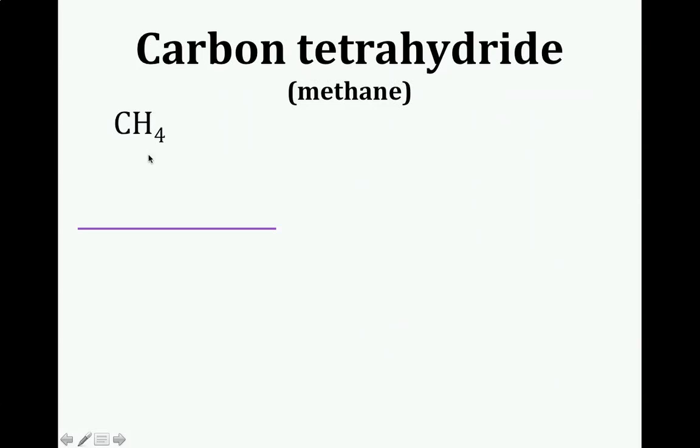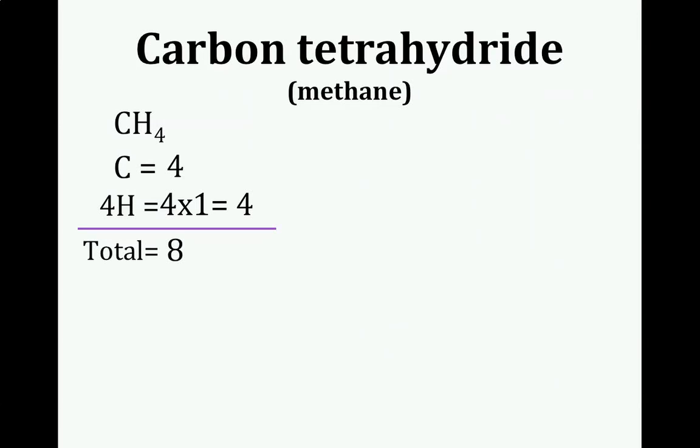So I have CH4. Each carbon starts with 4 valence electrons because it's in the 14th column according to the IUPAC. The hydrogens in the first column have 1, and there are 4 of them, so that's 4 total from the hydrogens. And that's going to give me a total of 8 for CH4. So that's what I'm going to look at for my total.